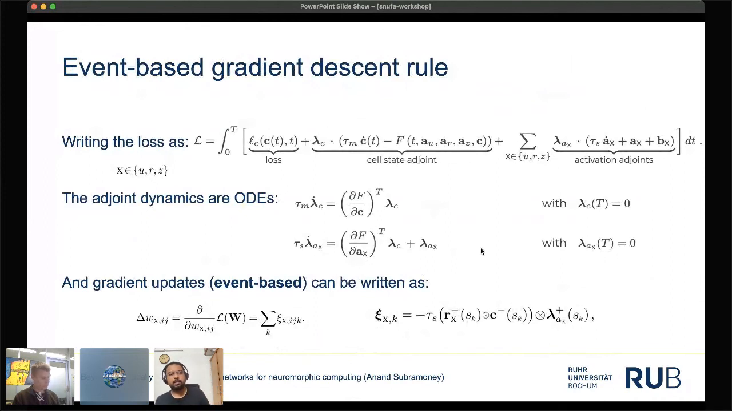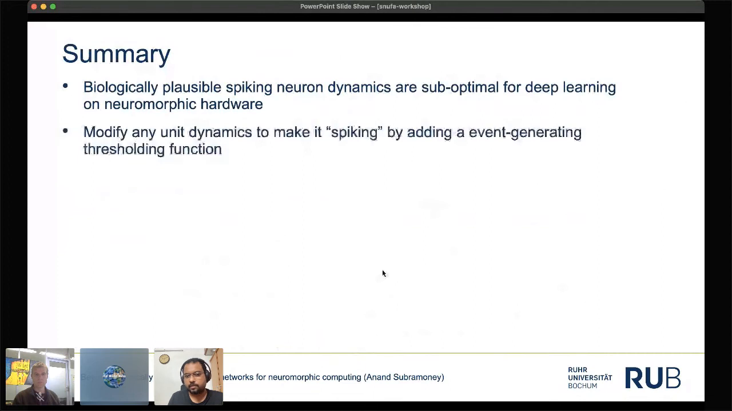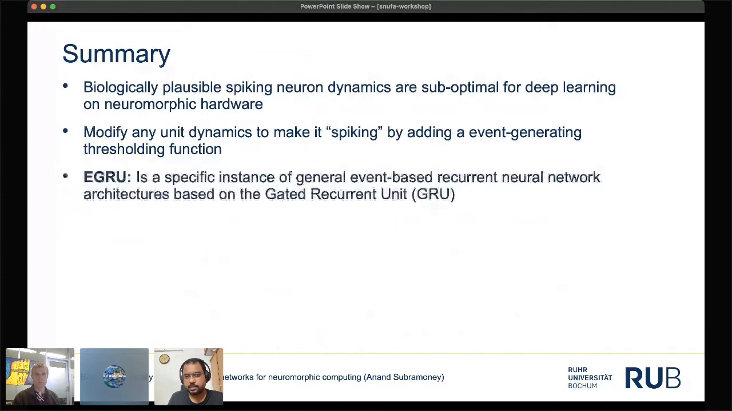Okay, so in summary, biologically plausible spiking neuron dynamics are suboptimal for deep learning on neuromorphic hardware. So we can modify any unit dynamics to make it spiking by adding an event generating thresholding function. And I've shown a specific instance of using the gated recurrent unit and making it event-based in an architecture called the EGRU.